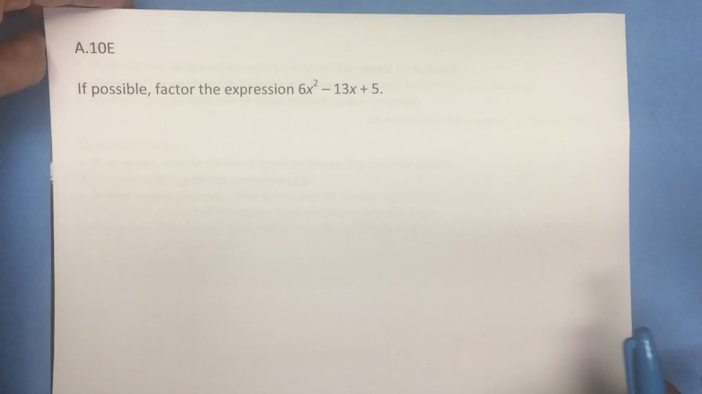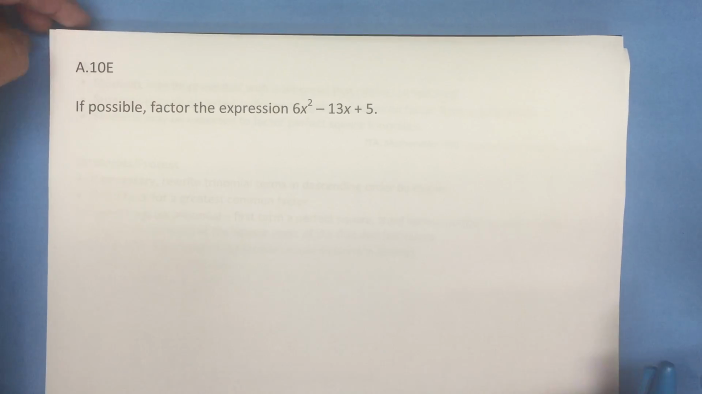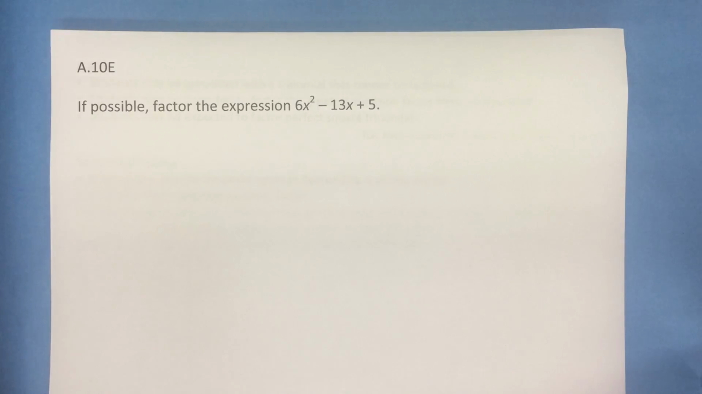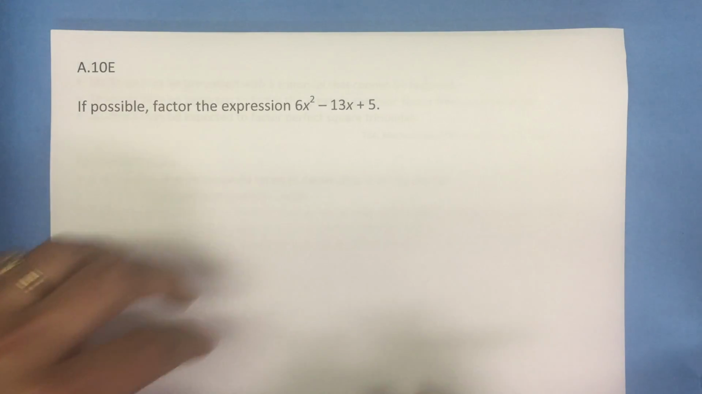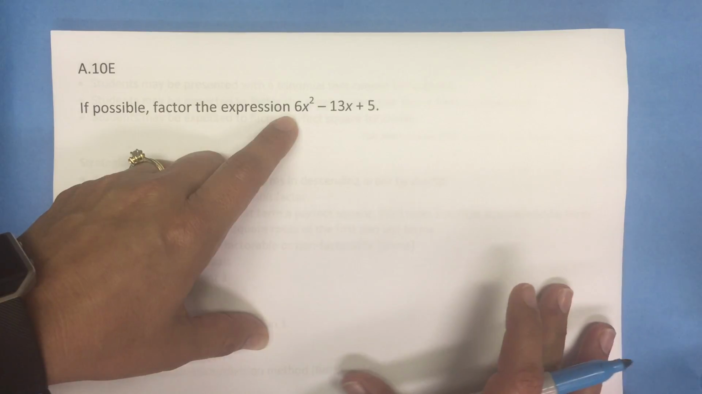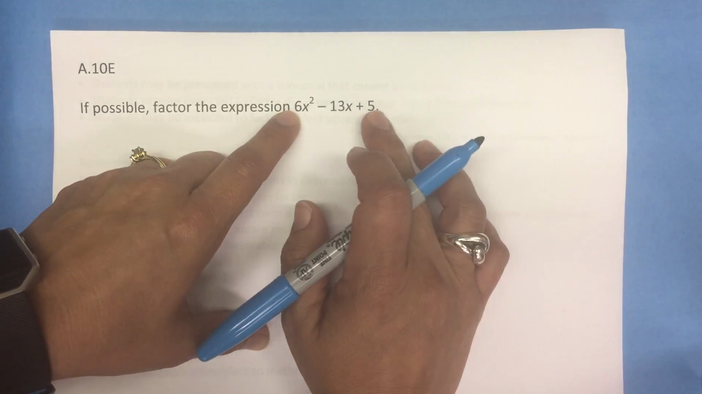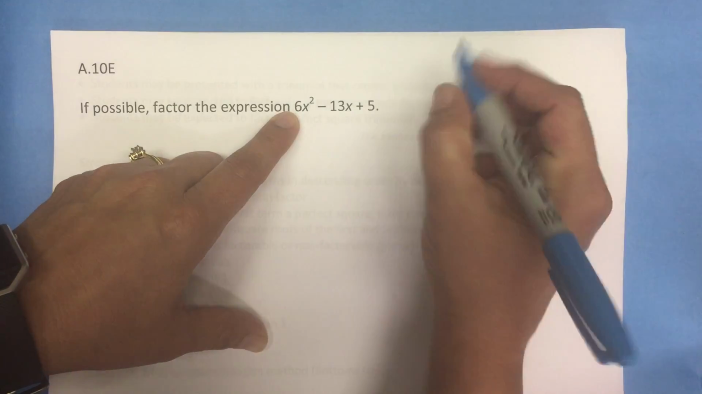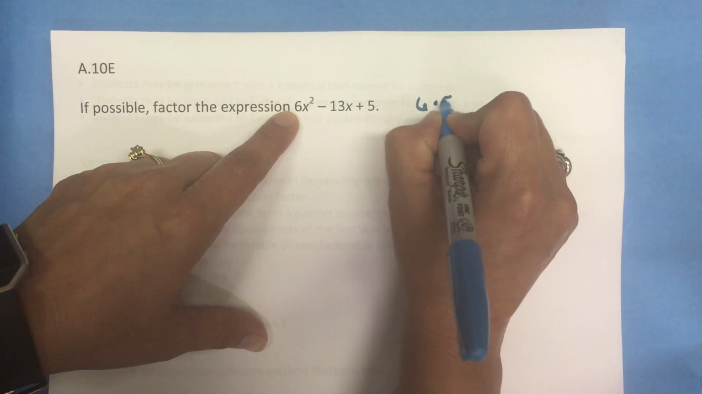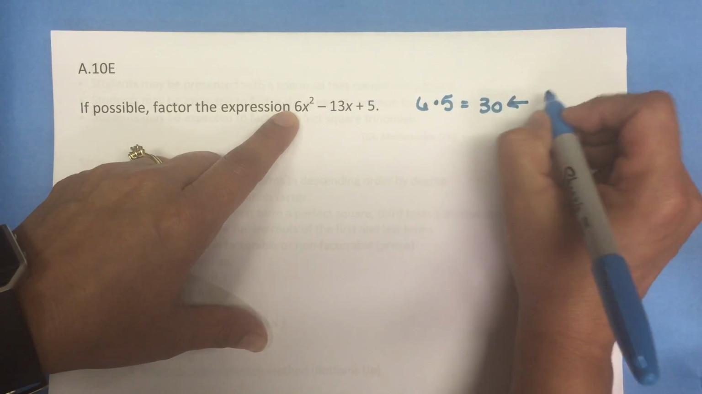So here's another example for A10E. It says, if possible, factor the expression 6x squared minus 13x plus 5. Since we have a leading coefficient, what we always do is list factors, but we have to multiply the leading coefficient of our x squared term times the constant, or the last term, which is 6 times 5, which is positive 30. So the factors that we need to list are factors of 30.